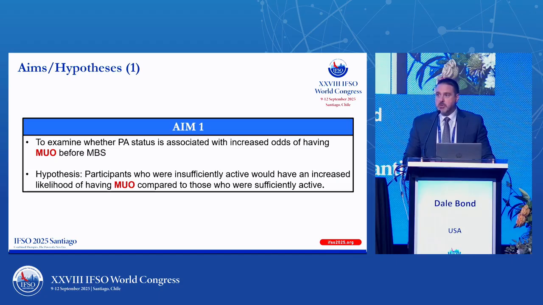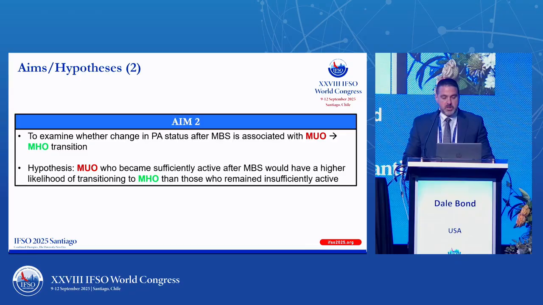So to address these gaps, we had two aims for our study. One was to examine whether physical activity status is associated with increased odds of having MUO before MBS, and we hypothesized that participants who were insufficiently active would have an increased likelihood of having MUO compared to those who were sufficiently active. And for aim 2, we wanted to examine whether the change in physical activity status after MBS was associated with this transition. And we hypothesized that patients with MUO who became sufficiently active after surgery would have a higher likelihood of transitioning to MHO than those who remained insufficiently active.